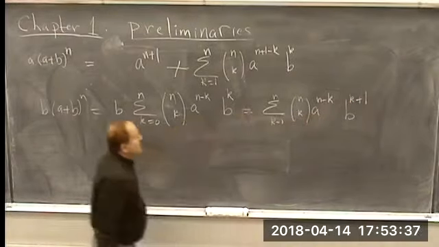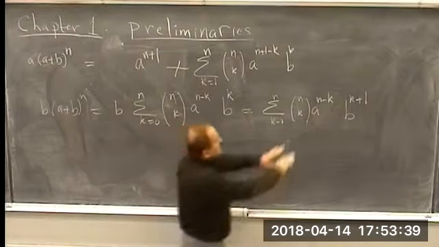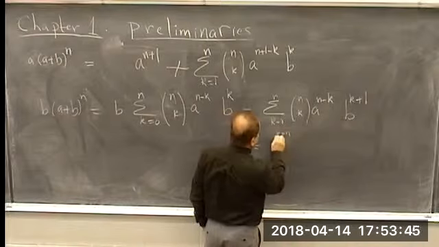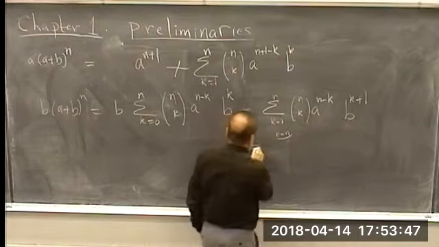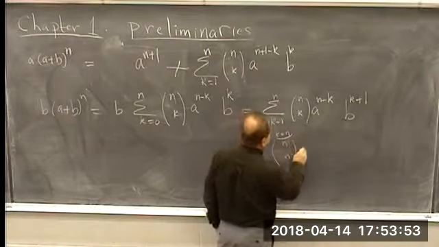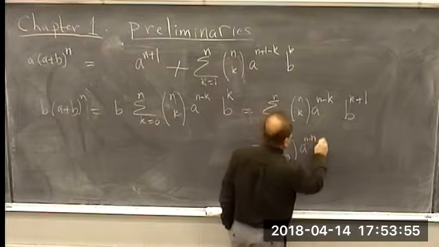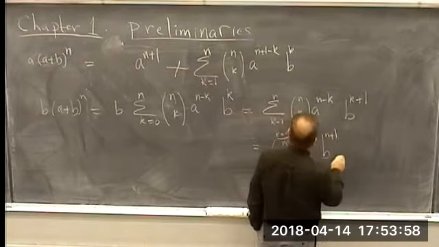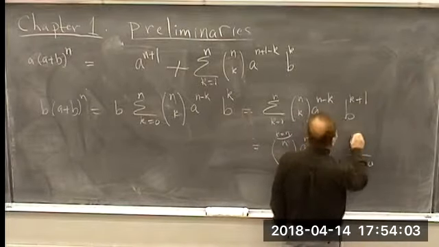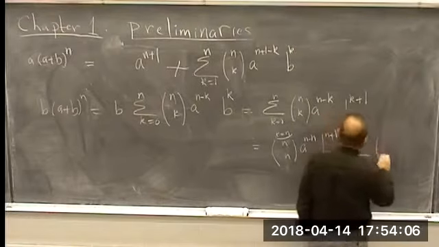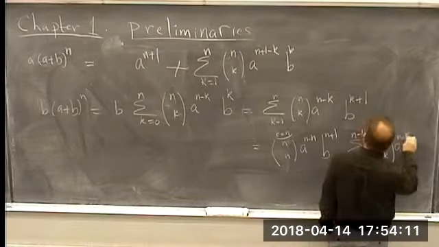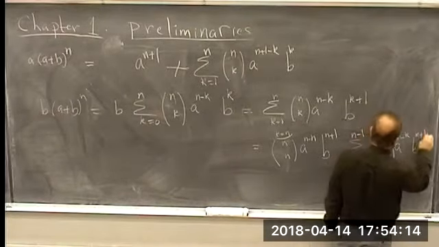All right? So I want to take the last term, for k equal n, and bring it in the front. So this becomes binomial n n, then a to the n minus n, then b to the n plus 1, and then the summation is going to start k equals 0 to n minus 1. And then we have these terms that don't change: binomial n k, a to the n minus k, then b to the k plus 1.